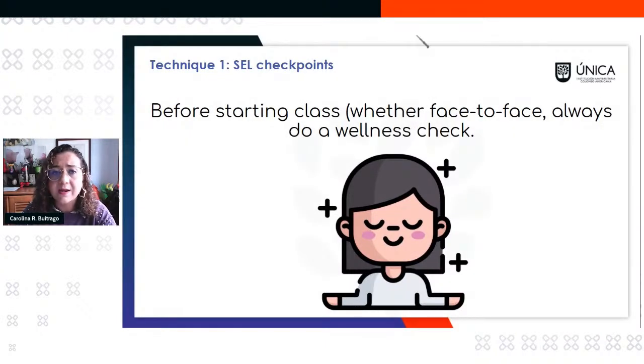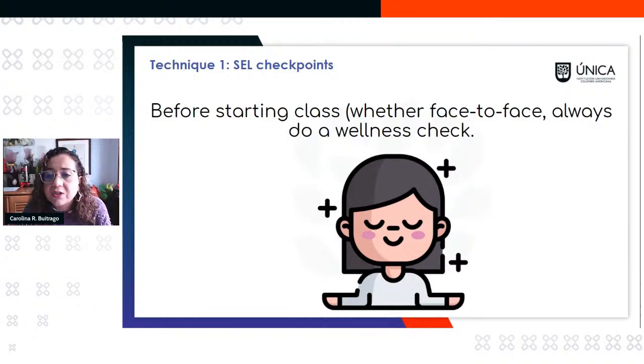So the technique one is SEL checkpoints, right? Social emotional learning checkpoints before starting class, whether face-to-face or by any other means. Always do a wellness check. You are presenting to me on that chat so many problems, so many difficulties. If you are teachers, you are adults, and I'm giving you the opportunity to share all these questions, all these problems, all these issues, and you share them, imagine what it can do for kids. They feel heard, they feel seen, and that is actually very important.